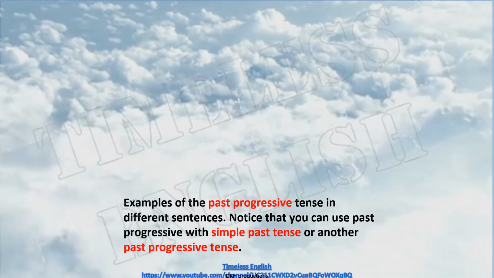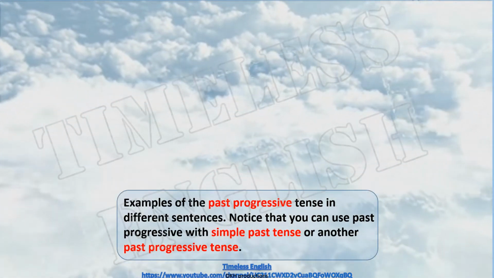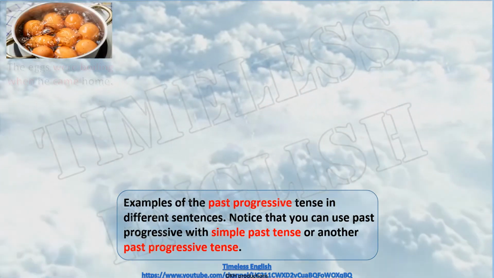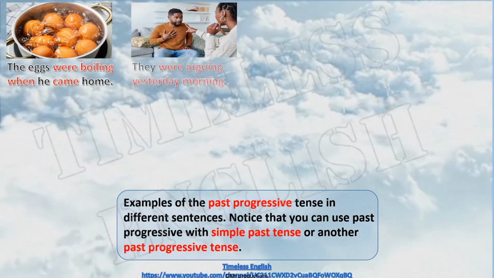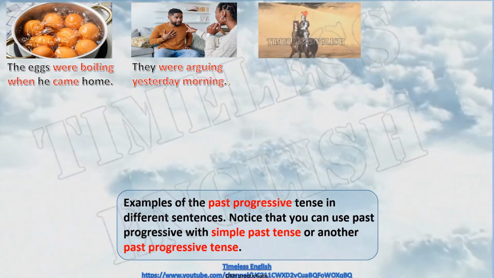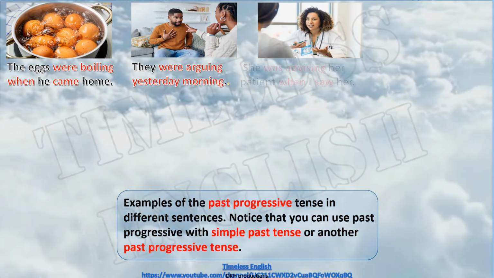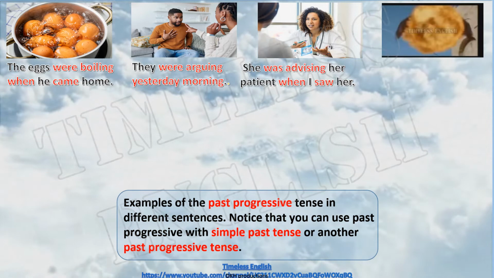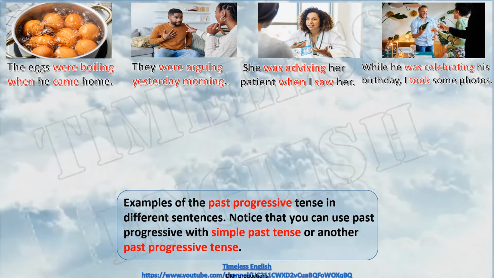Examples of the past progressive tense in different sentences. Notice that you can use past progressive with simple past tense, or another past progressive tense. The eggs were boiling when he came home. They were arguing yesterday morning. She was advising her patient when I saw her. While he was celebrating his birthday, I took some photos.